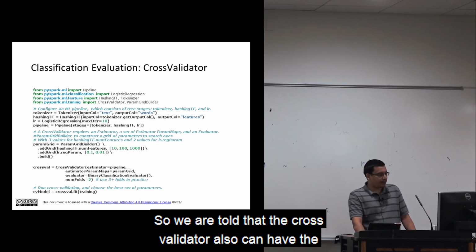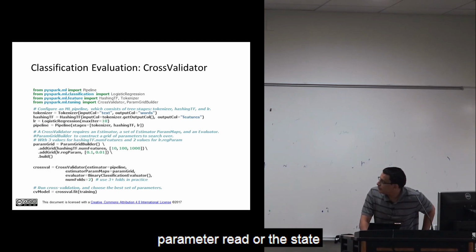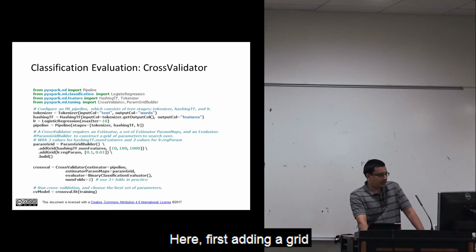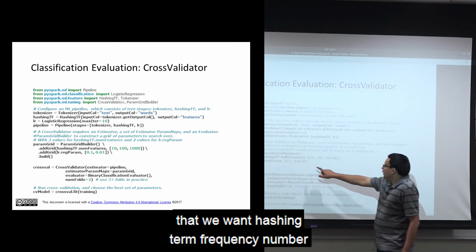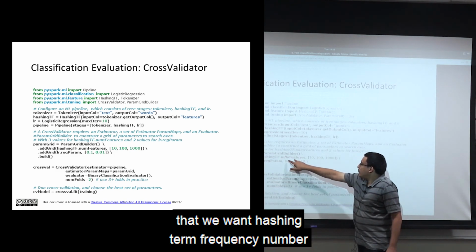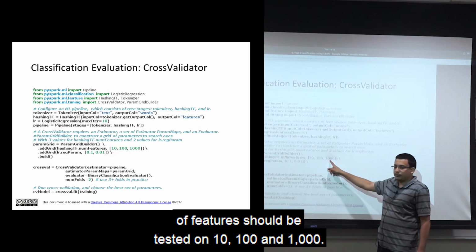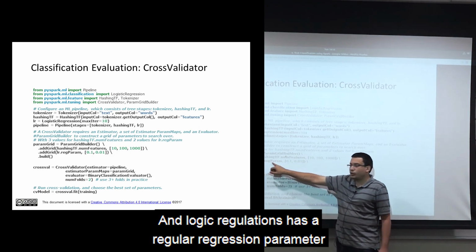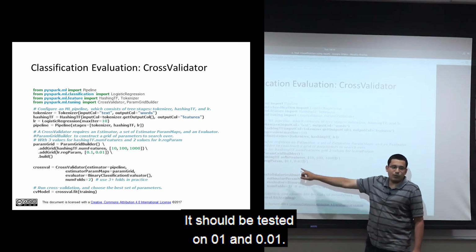As you have been told, the cross validator can also take a parameter grid, the set of parameters you are interested in. Here we are first adding a grid where the hashing term frequency number of features should be tested on 10, 100 and 1000, and logistic regression has a regularization parameter in it. It should be tested on 0.1 and 0.01.